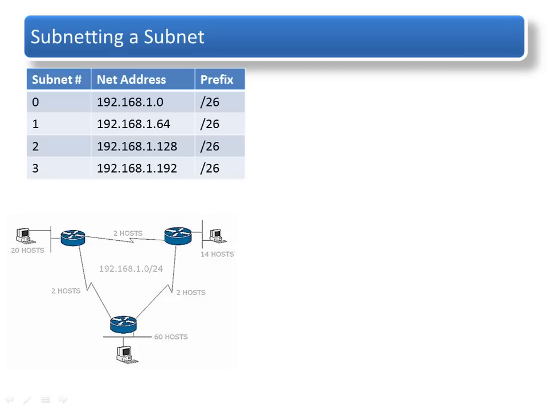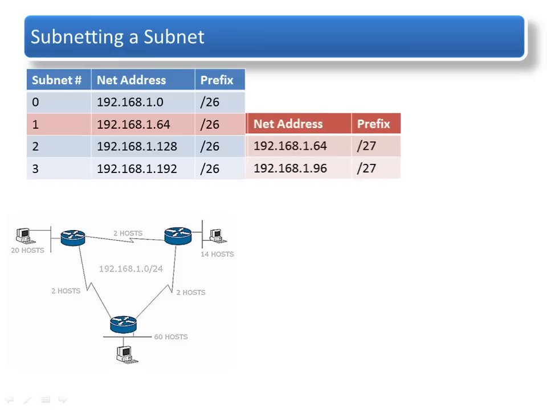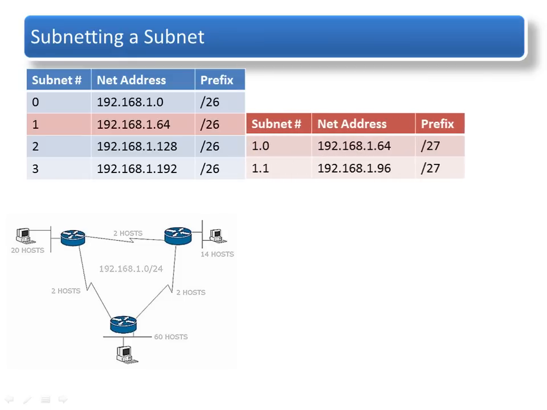So I decide to borrow one more bit from the host portion, splitting this subnet into two subnets, each with 32 host addresses. This technique will allow me to assign the next group to subnet 1.0. After assigning this group to subnet 1.0, I will proceed to the next largest group, 16 total hosts.